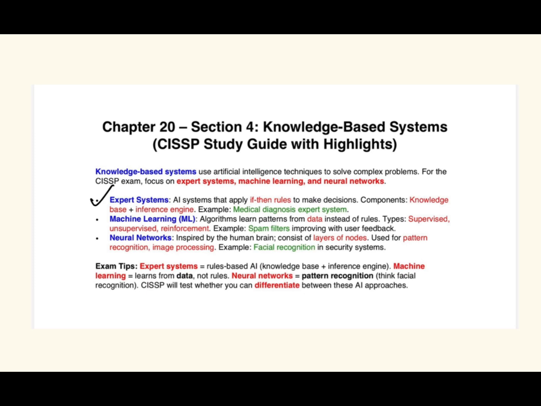First one is expert systems. What is an expert system? It is a rule-based AI, an AI system that makes decisions using if-then rules that humans wrote. They are not learning from the data. They follow rules from a knowledge base. For instance, all rules are if and else statements. For instance, if symptom X, then illness Y.